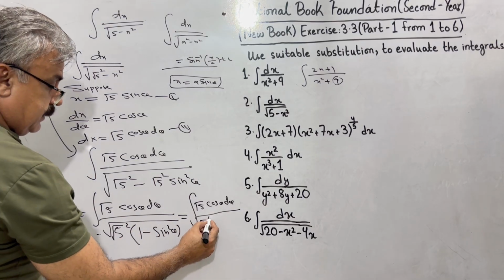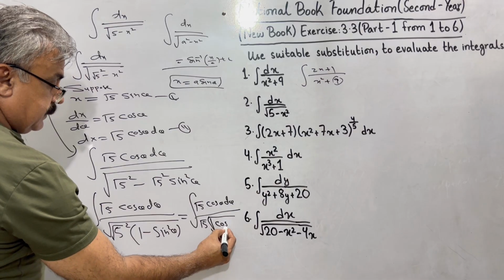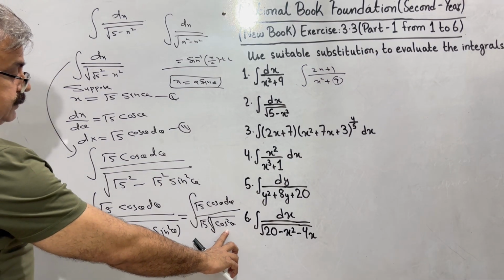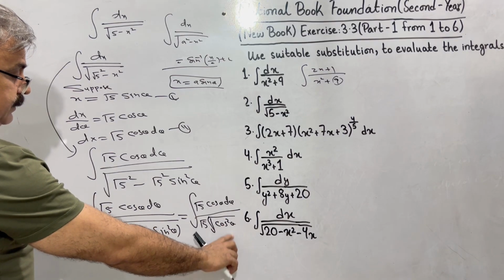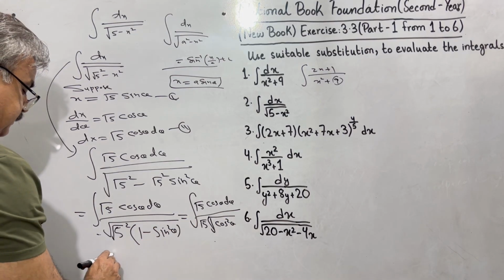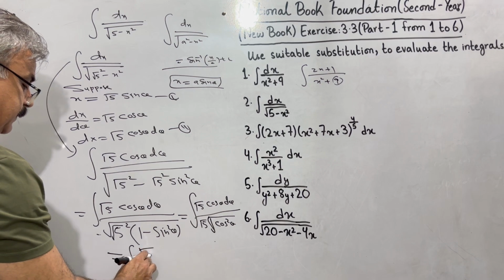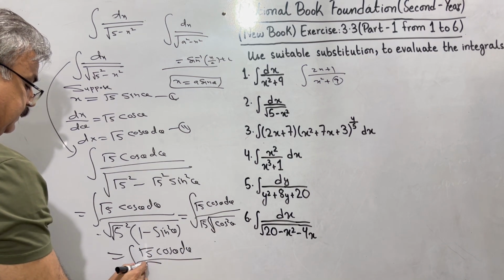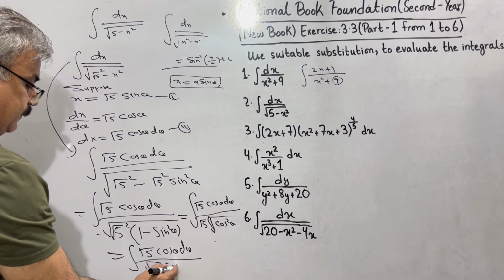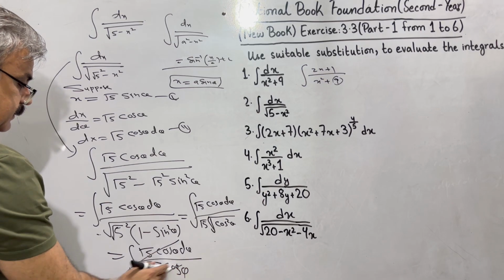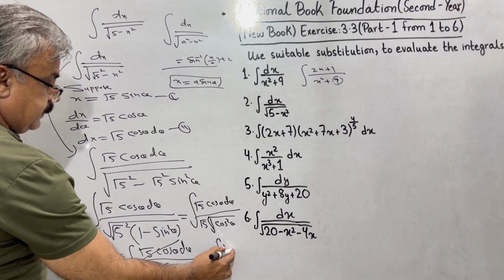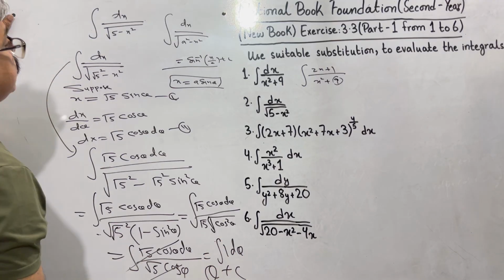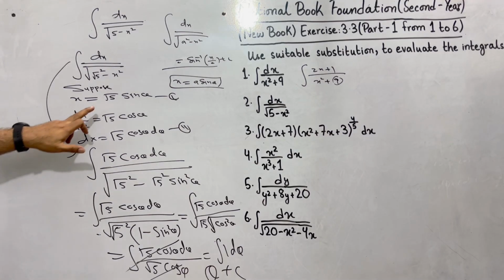1 minus sine square is equal to cos square. The square root of cos square is only cos, and the root is cancelled out. There we have root 5 cos theta d theta over root 5 cos theta d theta. Cancelling out, we have 1 d theta, and the integral of 1 d theta means theta plus c. Now manage the value of theta from here.